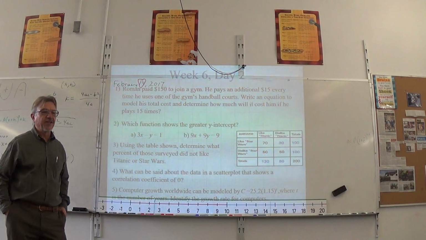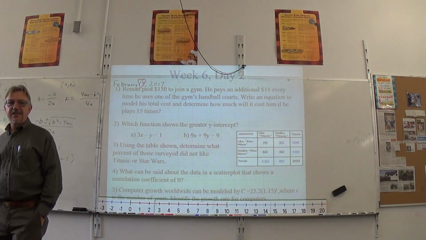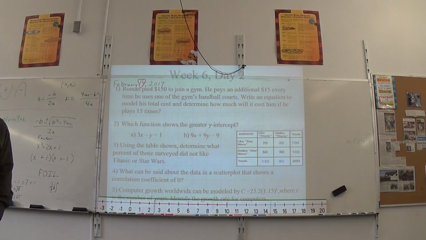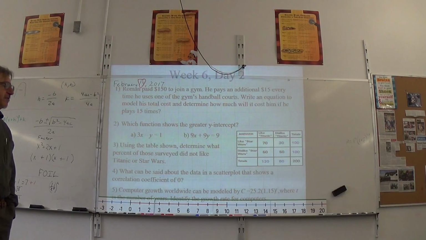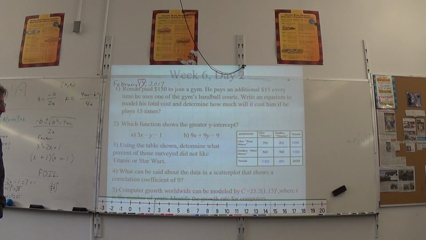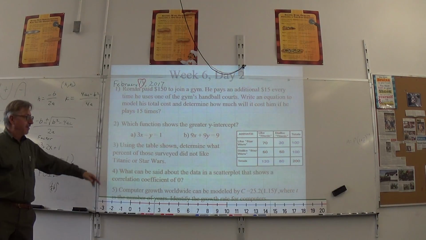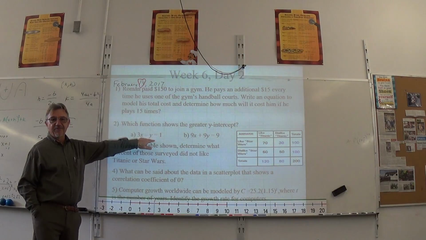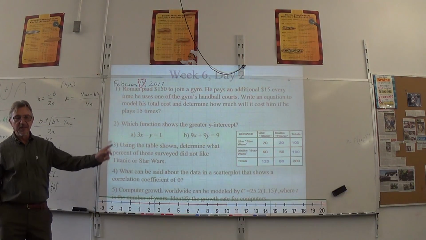Okay, number two, which function shows the greater y-intercept? Dominic? B. It is definitely B. Nines are bigger than threes and ones. It's B. Okay, because one is going to be a negative 1 for the y-intercept. B is going to be a positive 1.